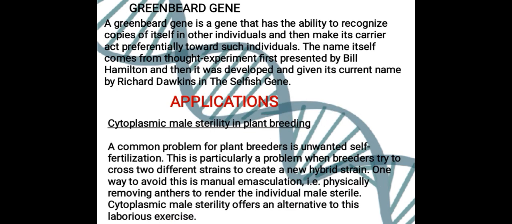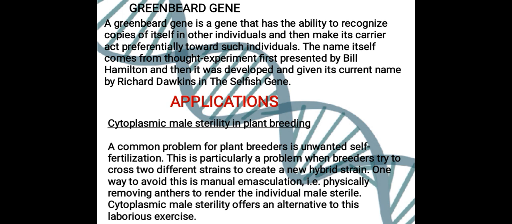Then the green beard gene. A green beard gene is a gene that has an ability to recognize copies of itself in other individuals and then makes its carrier act preferentially towards such individuals. The name itself comes from a thought experiment first presented by Bill Hamilton and then it was developed and given its current name by Richard Dawkins in The Selfish Gene.